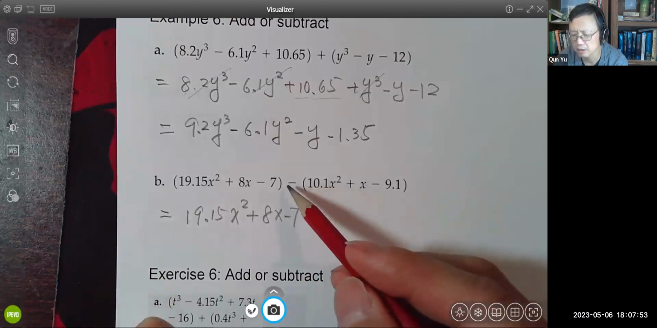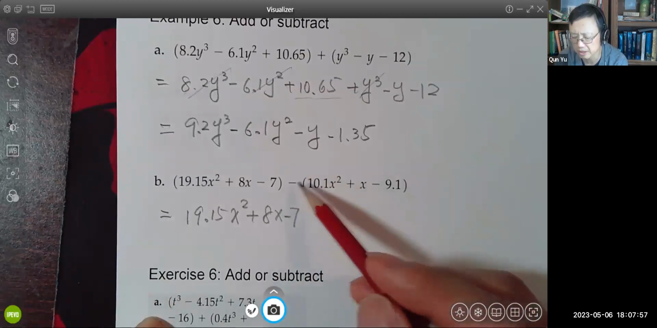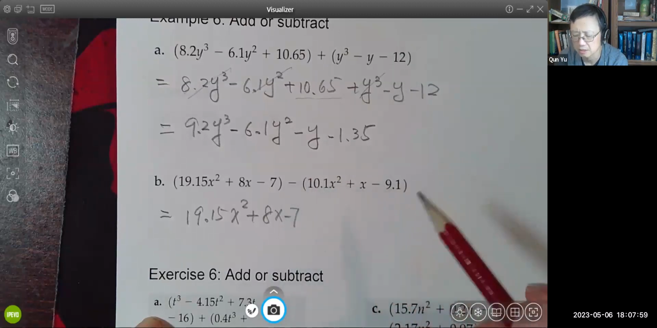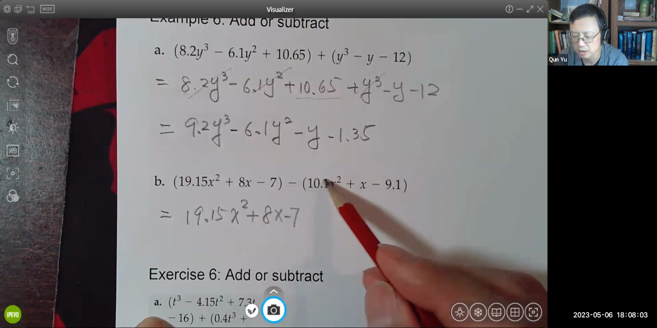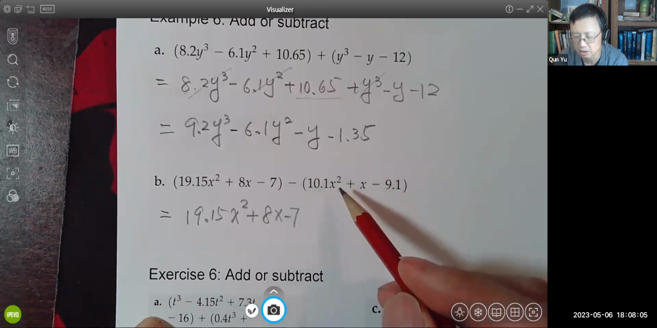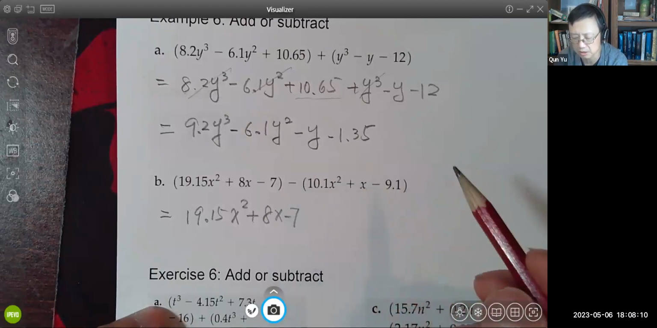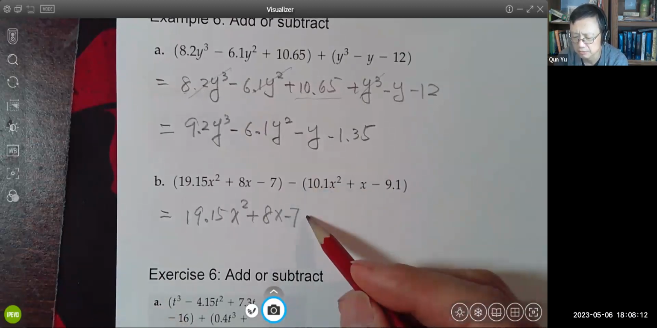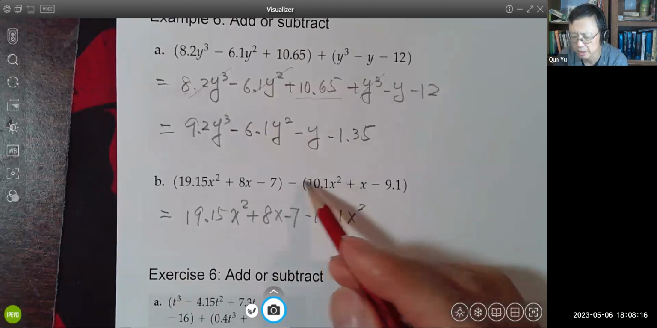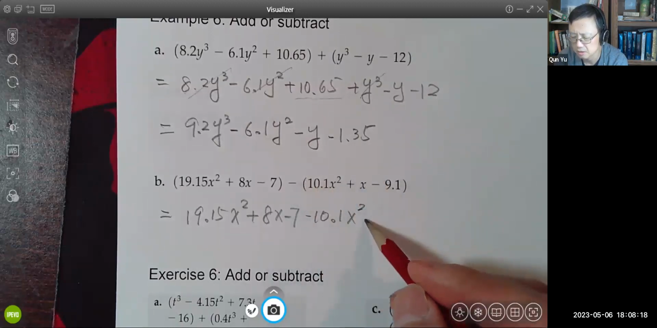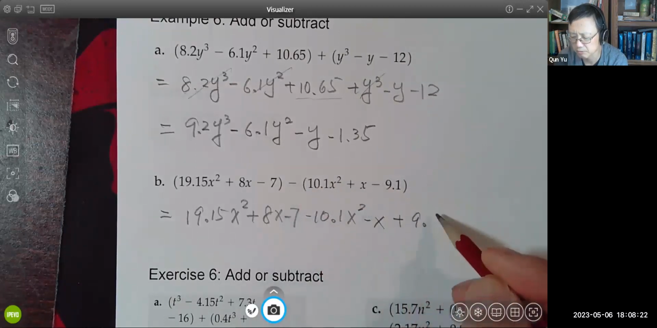Now, when you have subtraction outside parentheses, you're supposed to minus each term inside because this whole expression is composed of 3 terms. You are subtracting the whole expression. It makes sense to subtract each one of these terms inside the parentheses. So minus 1.1x squared minus x, minus is plus, so plus 9.1.